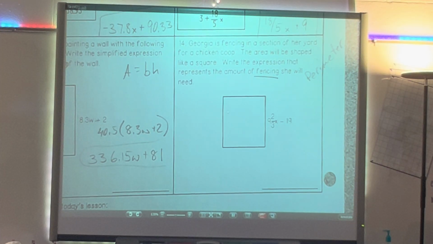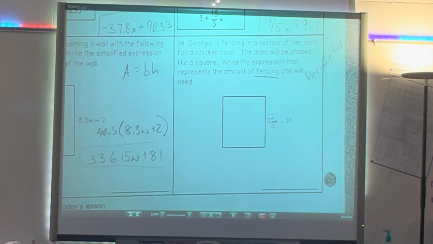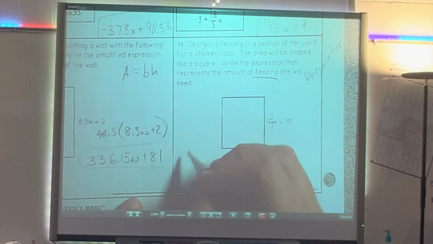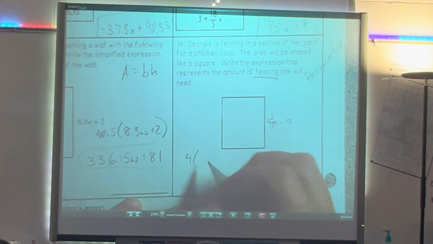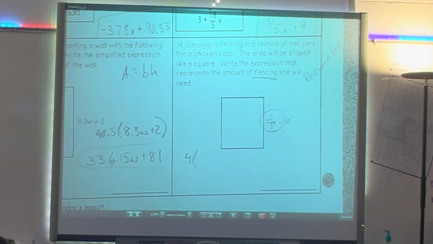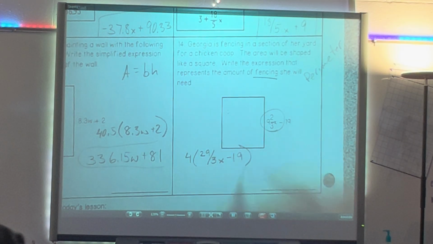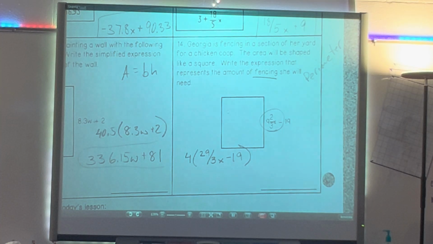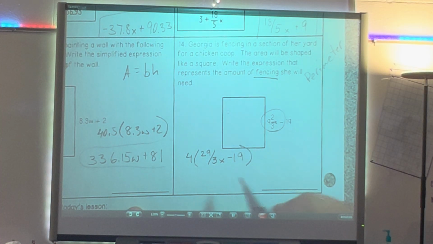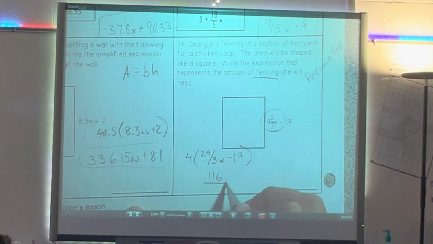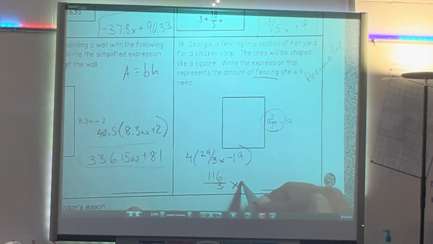All right. So if I'm finding the perimeter, how would I write that problem? Not an addition problem. Times 4. And that's in the parentheses. Good. I want a 4 and then a parentheses. Now this is 9 2/3, so I'm going to go ahead and make that improper. So 3 times 9 is 27 plus 2 is 29. 29 thirds x minus 19. So I'm going to do it like that. So when I multiply that, I've already done the math on this for y'all. I got 116 over 3x minus 76.